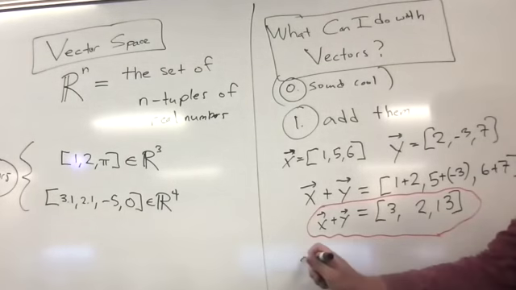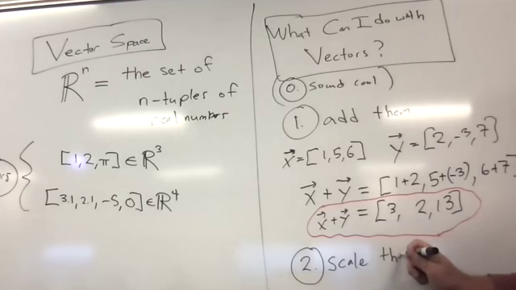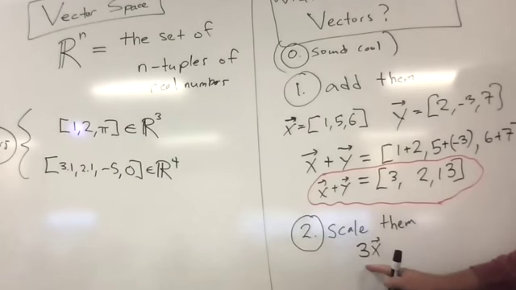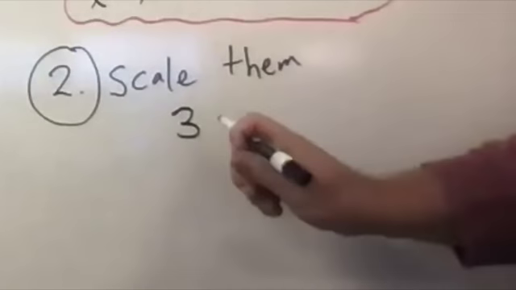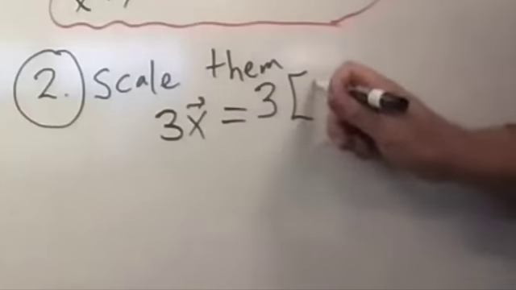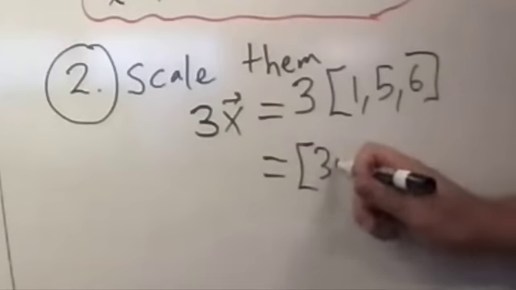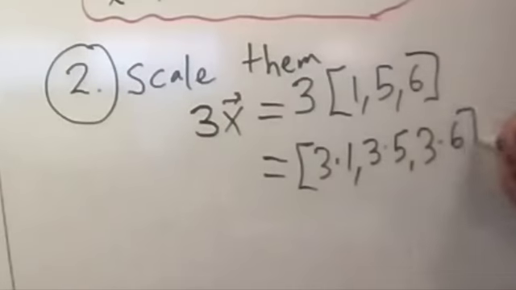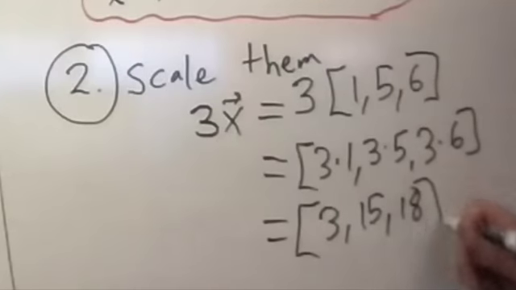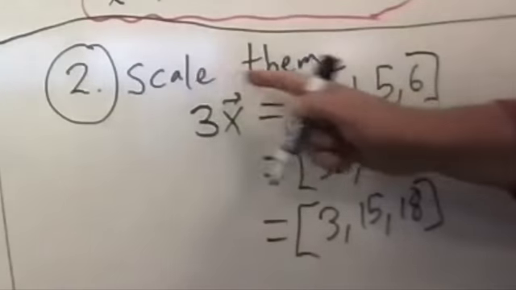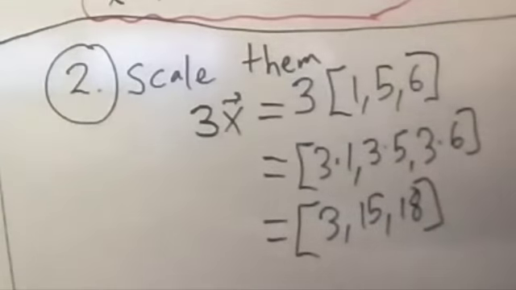The second thing you can do is you can scale them, which is multiplying them by a number. I can multiply a scalar times a vector. If I look at 3, using the same x I have up here, I have 3 times (1, 5, 6), which will be 3 times 1, 3 times 5, 3 times 6: (3, 15, 18). You may also hear this called scalar multiplication. But the idea is you are lengthening or shrinking them.